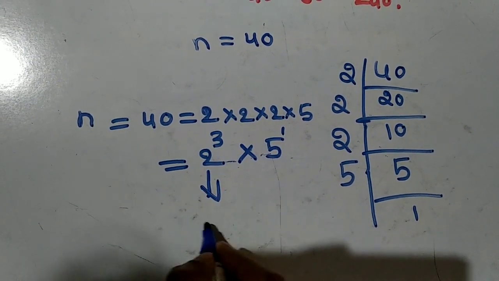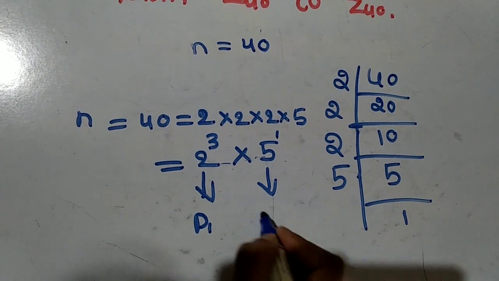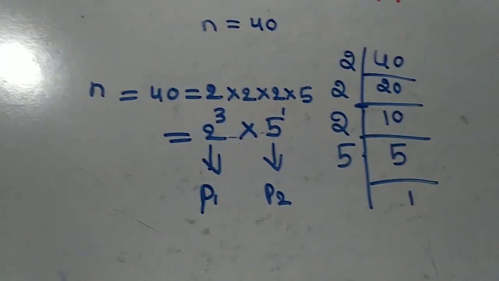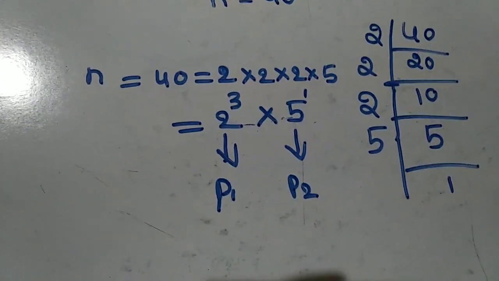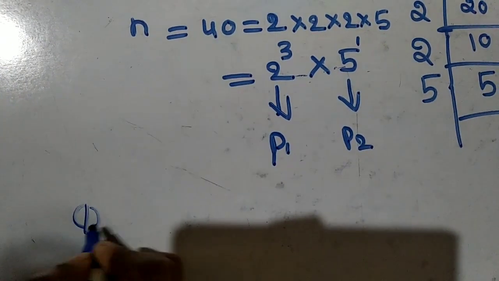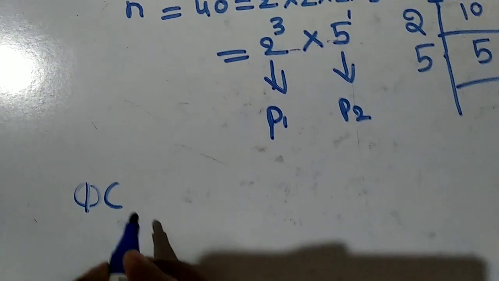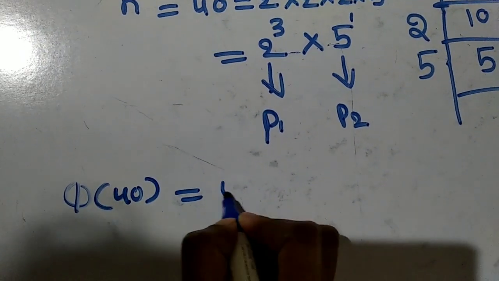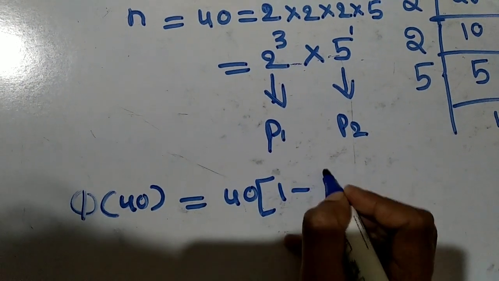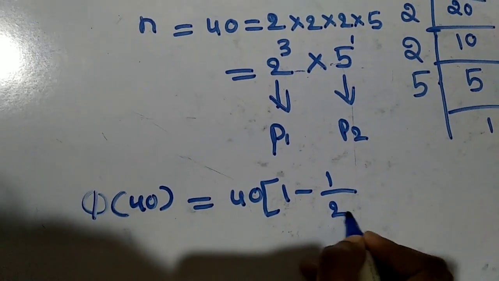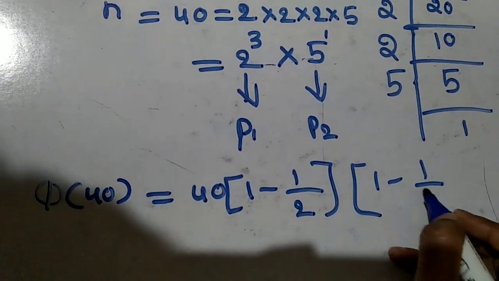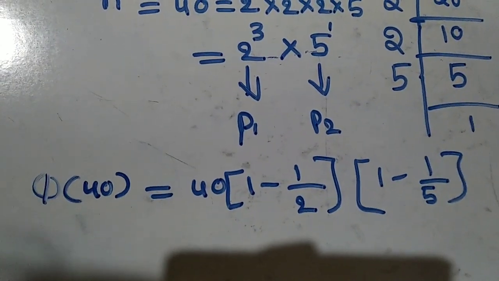So here my P1 is 2 and P2 is 5. Now just apply your Euler formula. That is nothing but phi of n. Here my n is 40. And n means 40, into 1 minus 1 by P1. P1 means 2. Next, 1 minus 1 by P2. P2 is nothing but 5.